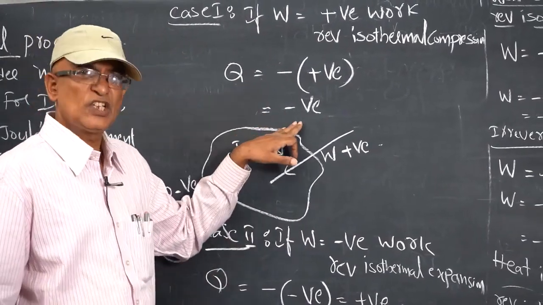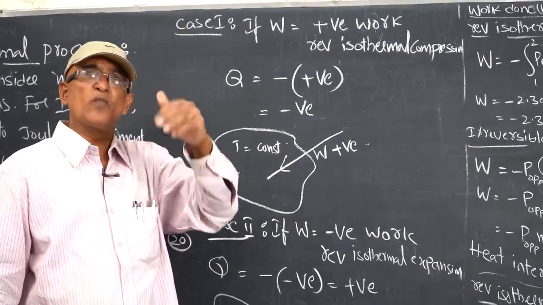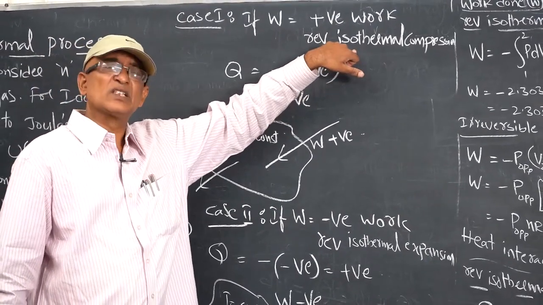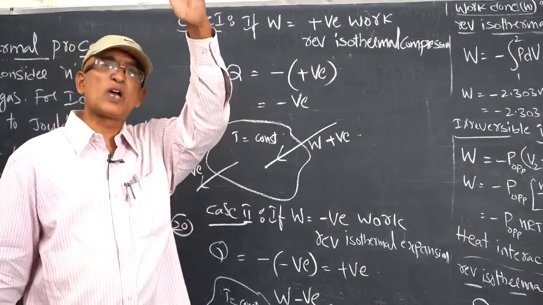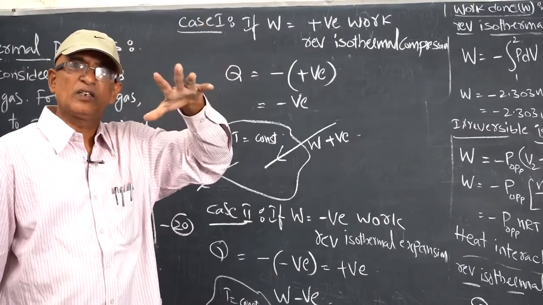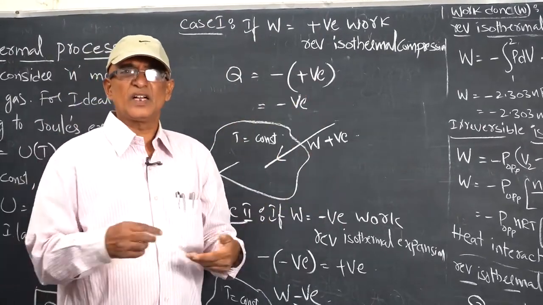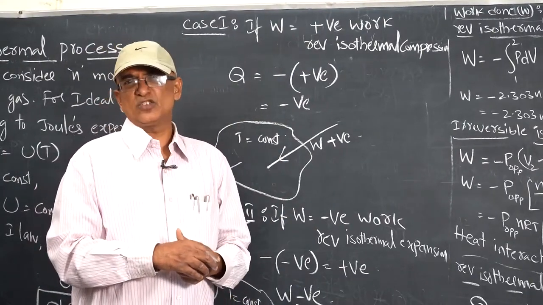Here Q is minus, which means what? Heat is given out by the system. Why? As a result of reversible isothermal compression, the system always gives out heat, rejects heat to the surroundings. So the first question you can be asked in the entrance exam is, what is the result of positive work done during a reversible isothermal process?